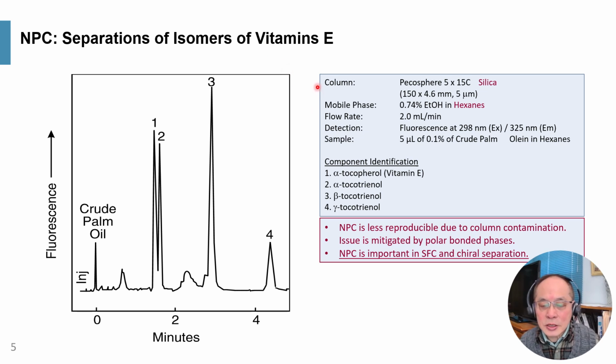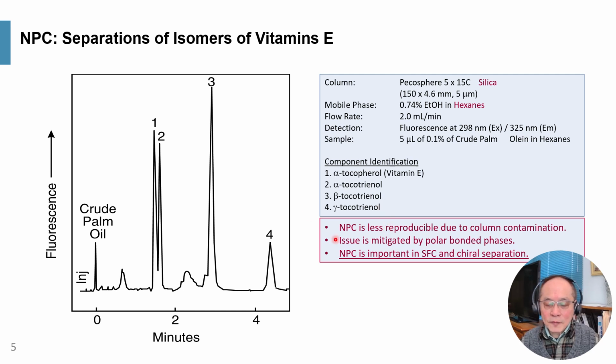Here's the operating condition. The column being used is the silica column with the dimensions shown here. Mobile phase is hexanes modified with a little bit of ethyl alcohol, at the flow rate shown, with detection by fluorescence. Sample is 5 microliters of 0.1% crude palm olein dissolved in hexanes. Here are the 4 different separated components, starting with vitamin E or alpha tocopherol, followed by 3 isomers of tocotrienols, meaning that they have 3 double bonds in the molecules.